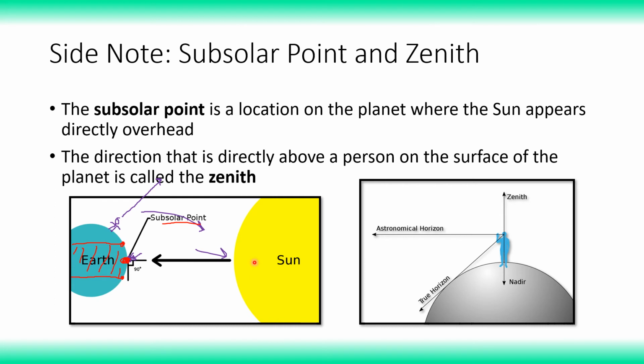So basically you could think of it as the subsolar point is a point on the planet where the sun is directly overhead, but the sun being directly overhead means it's at the zenith. So these two words are related. They're not really going to come up in the rest of this lesson, but they're words that you should know if this is the kind of thing that you're interested in.